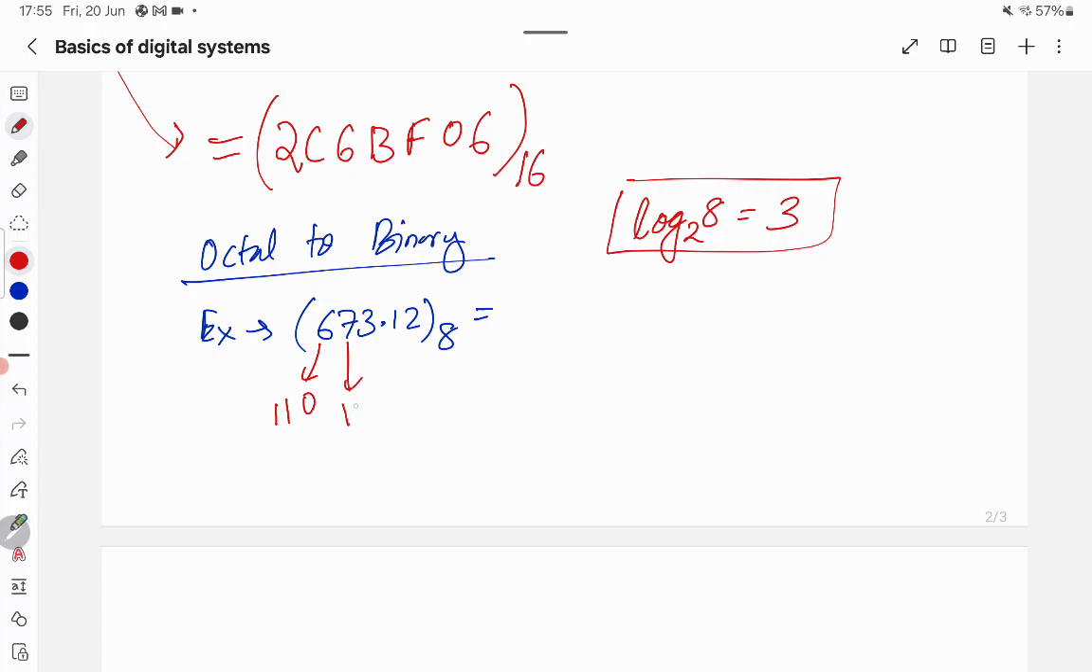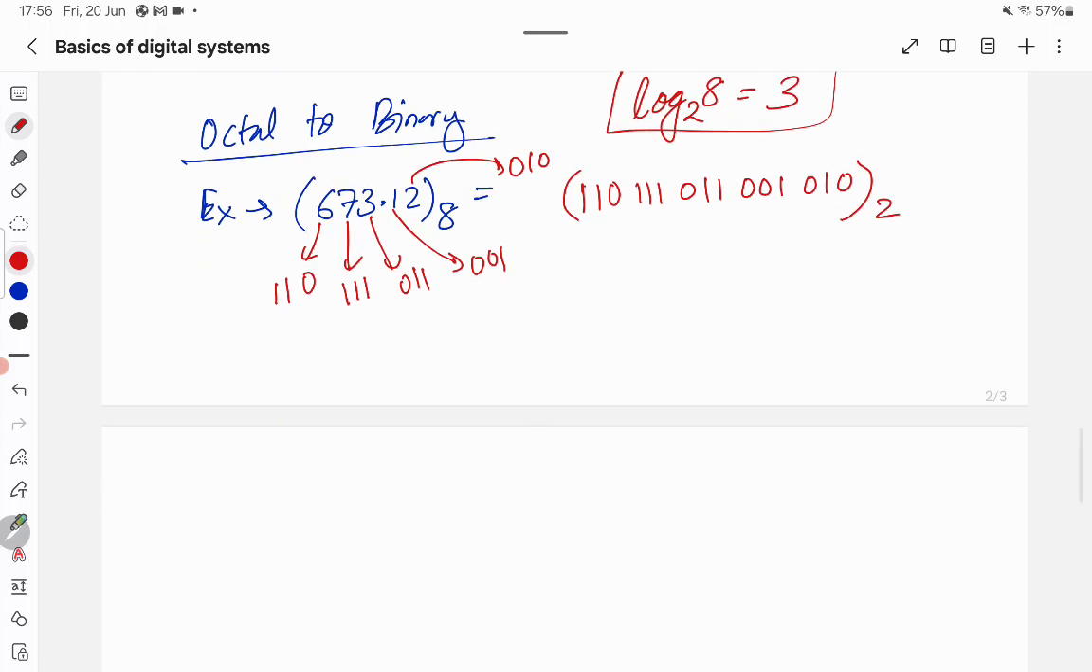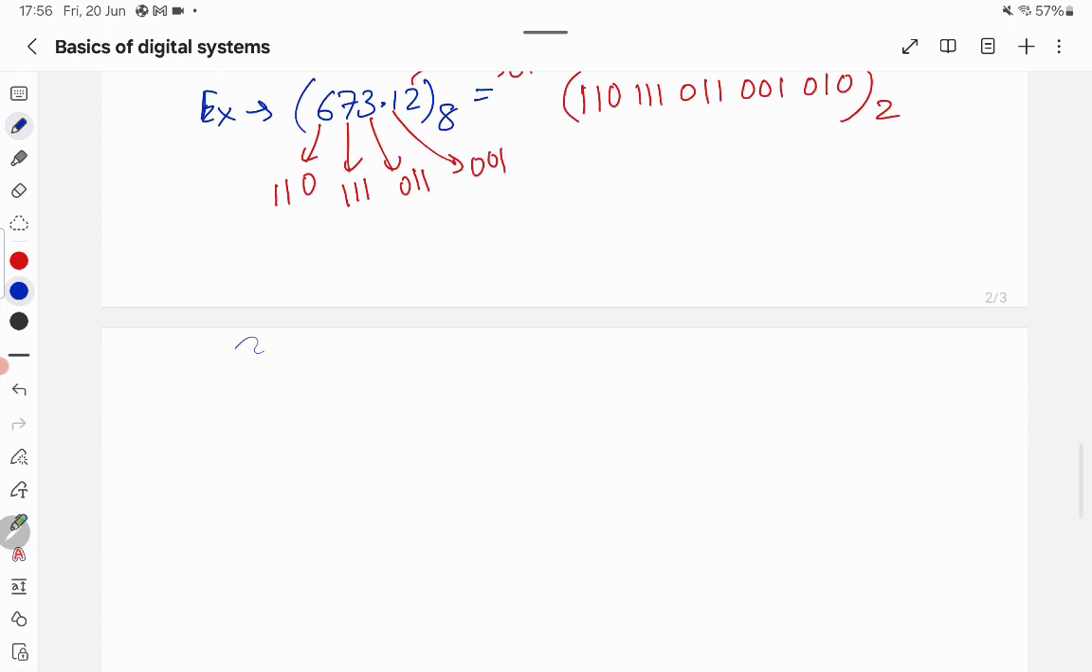So 6 can be written as 110. 7 can be written as 111. 3 can be written as 011. 1 you know how to write, 001. 2 you know how to write, 010. So you will write together 110, 111, 011, 001, then 010, base 2. Understood?